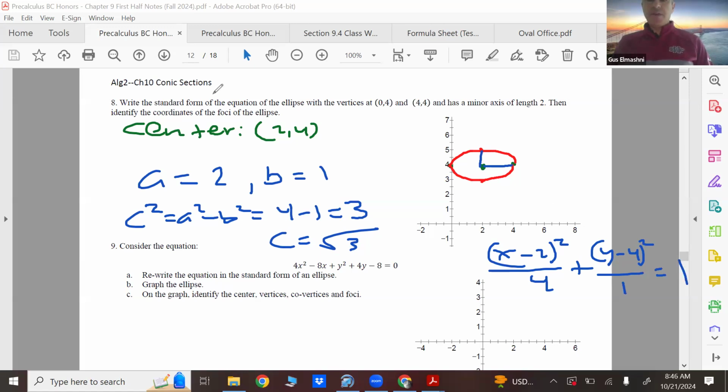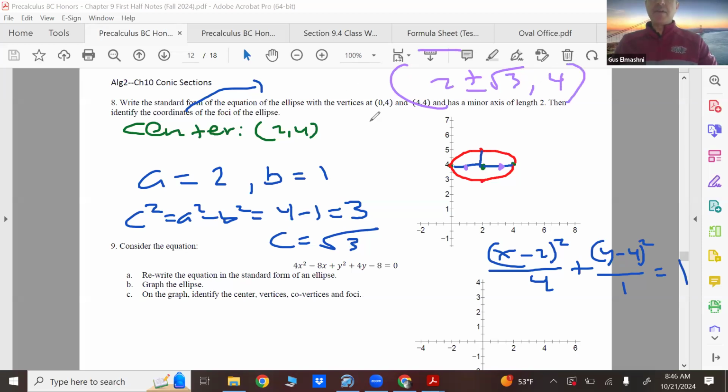And the coordinates of the foci, how would you write that? Yeah, they're both going to share 4 as a y coordinate. So go Sebastian, what are you saying? 2 plus minus 3, 4. Yeah, because it's going to change x, right? So 2 plus or minus root 3, comma 4.